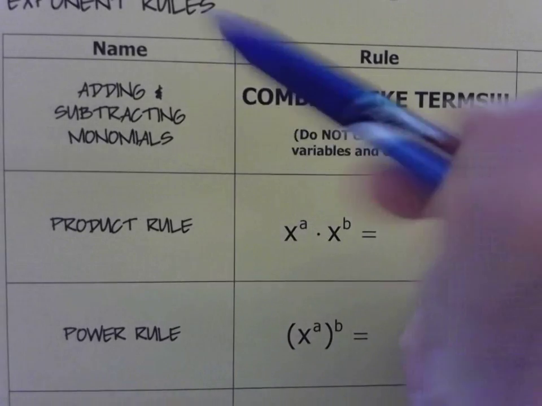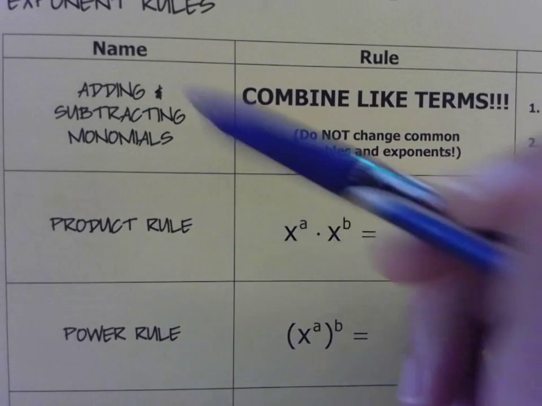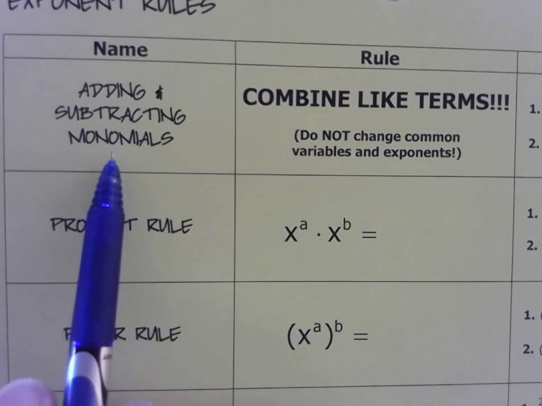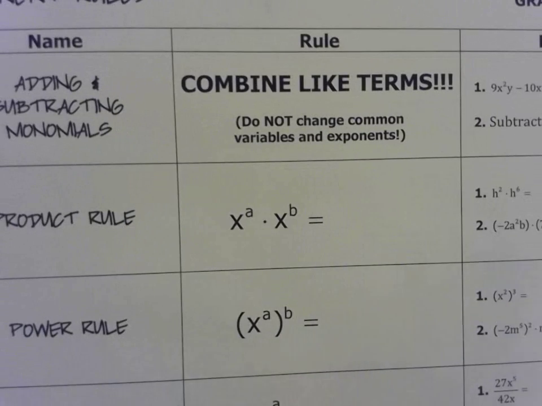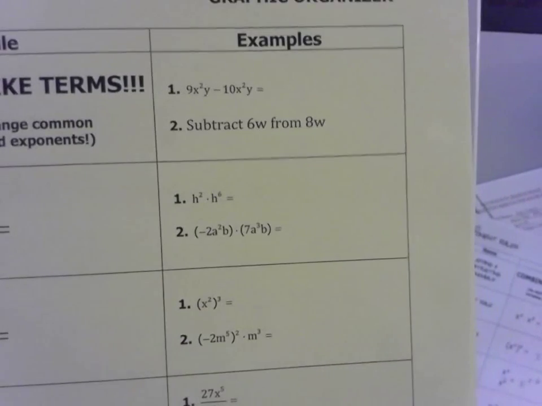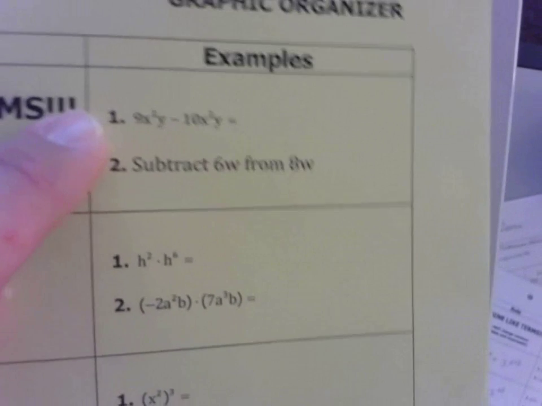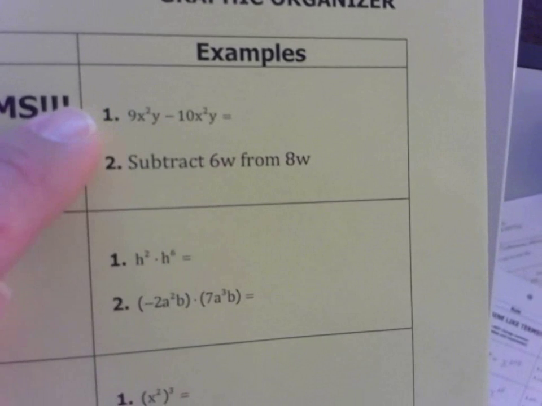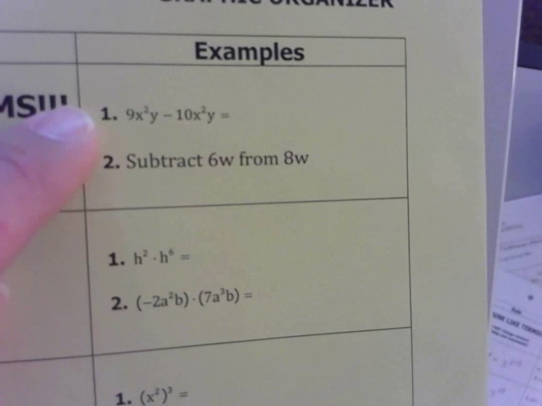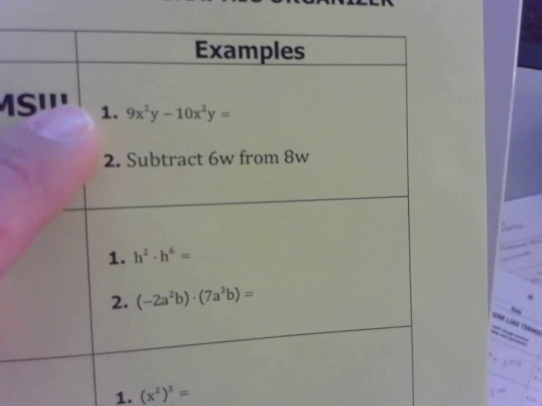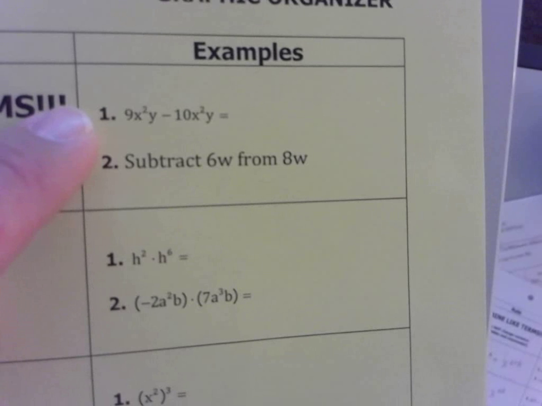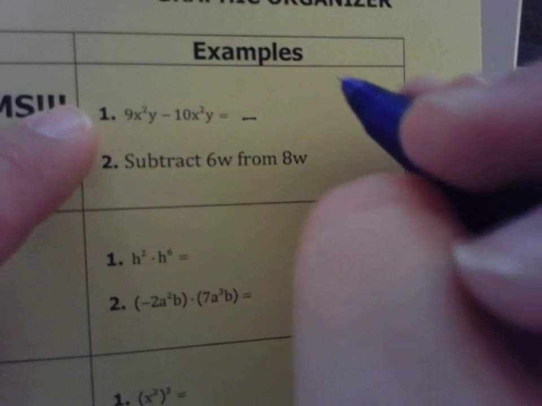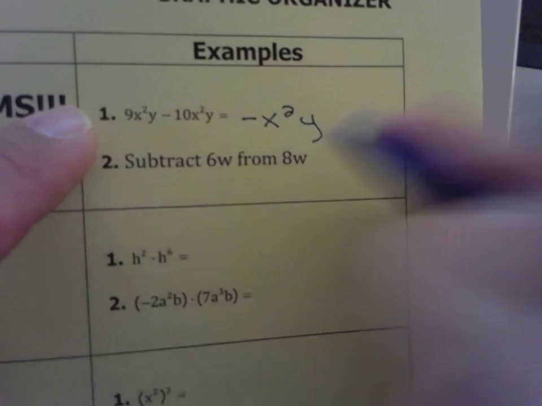If we look at the table on the left side, it tells us what we are doing. If I am adding or subtracting monomials, you combine like terms. You do not change the variables or exponents. So if I look at number 1 real quick, you have to look at what you are doing with the two monomials. I am subtracting them. You do nothing with the exponents. You only combine the coefficients if they are the exact same variable and exponents. These are both x squared y, so you just combine the coefficients. What is 9 minus 10? Negative 1, so you just put a negative, and you keep the variable and exponent part the same.